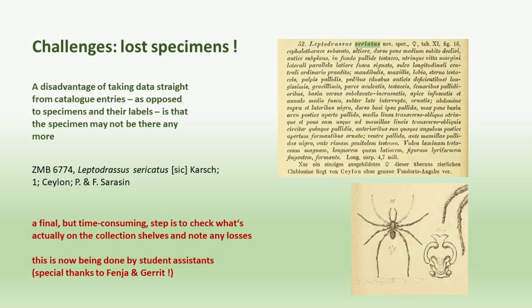And so I think a final but time-consuming step that has to be done at some point, if you're going to start with catalogue books, is you then actually at some point have to go to the physical collection and check what's actually there. Is the data in the catalogue book correct compared to what's actually in the jars? Sometimes you find there are fewer species, males have been identified as females, and so on. So all these problems sometimes turn up.